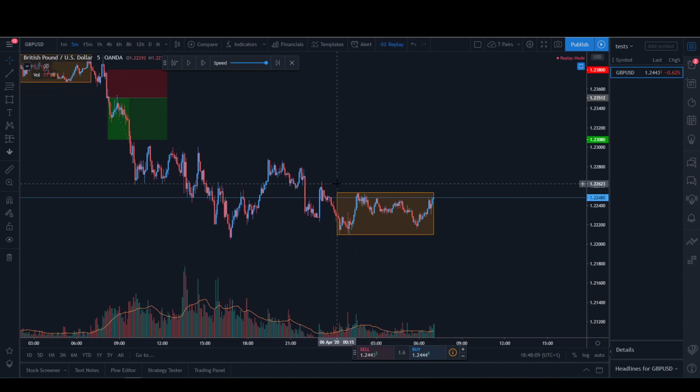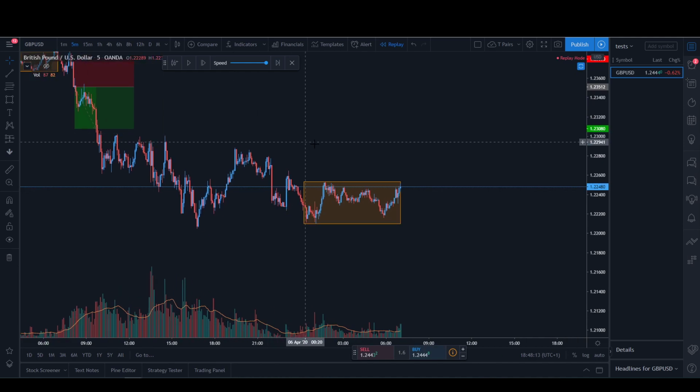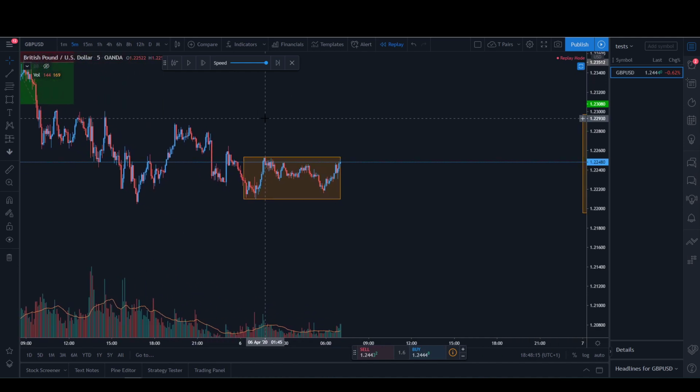There's just less people trading it, and because it's the pound versus the dollar, it's not the primary pair which you would trade if you're in Asia. Those pairs are a lot more like the Australian dollar, Japanese yen, and things like that.